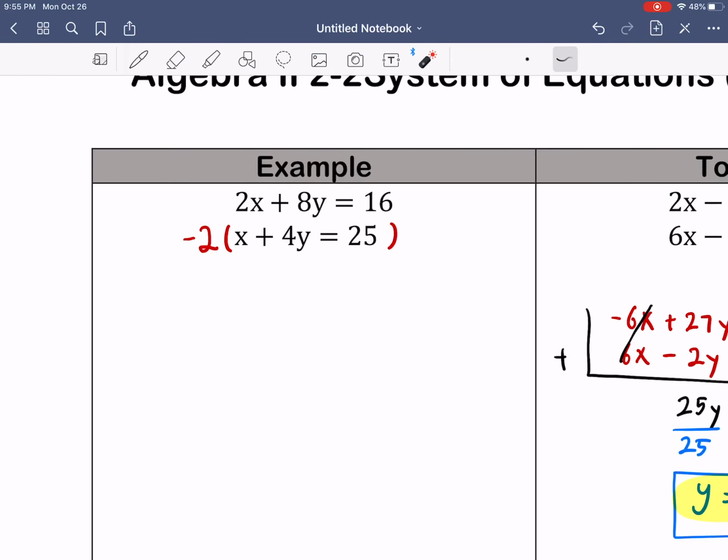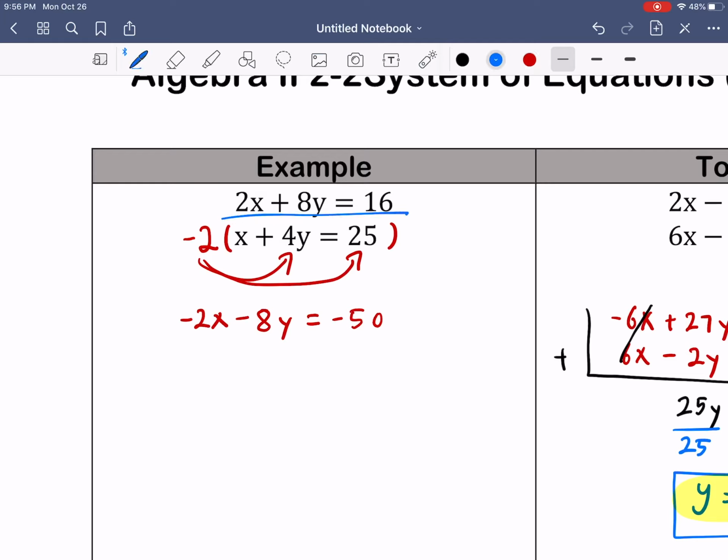So let's write it down here. Negative 2 times x, negative 2x, negative 2 times 4y, negative 8y. Negative 2 times 25, negative 50. Okay? Next, you just write this one down. 2x plus 8y equals 16.